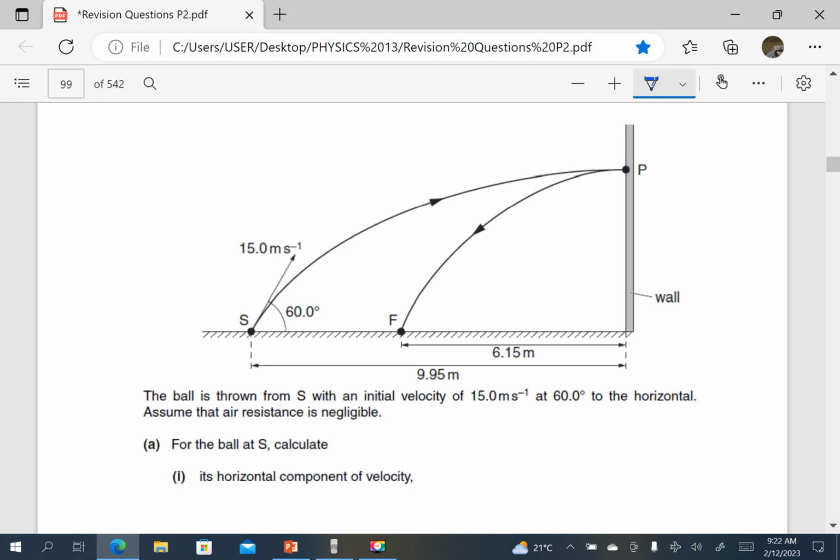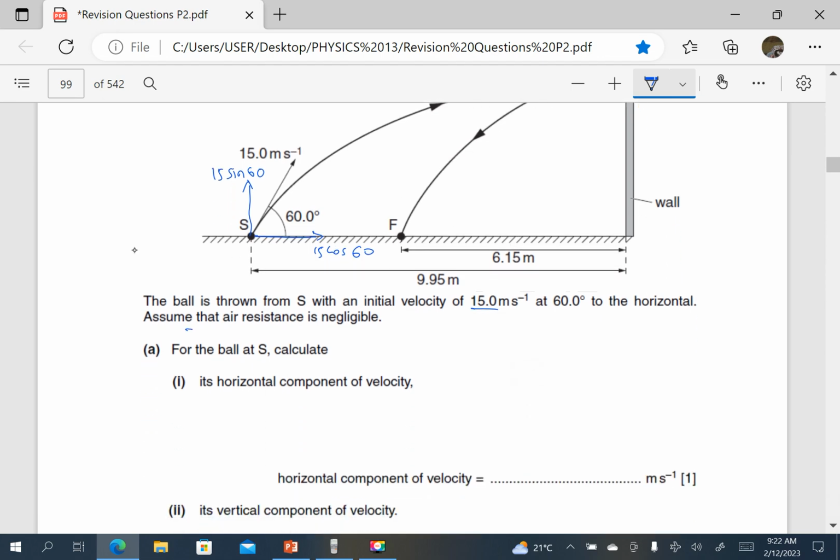So we see when it goes and rebounds. The ball is thrown from S with an initial velocity 15. We can resolve 15, remember, in the vertical, where it will be 15 sine 60. In the horizontal, where it will be 15 cos of 60. When you have that in mind, then projectiles are going to be easy. Air resistance negligible. We can use equations of motion.